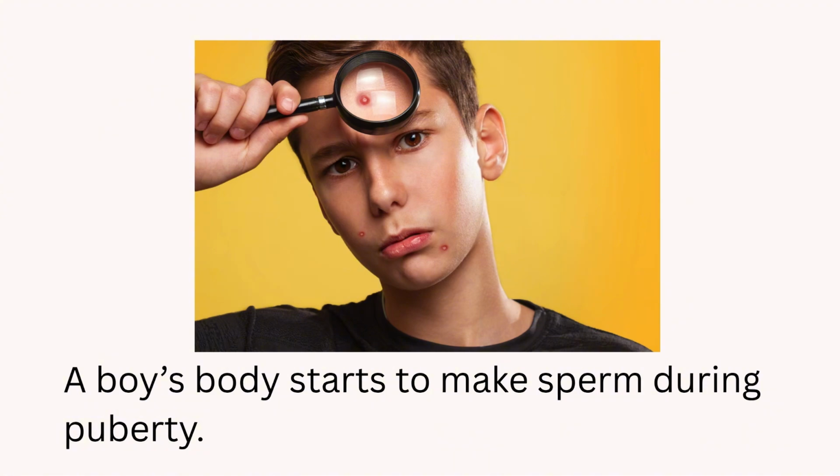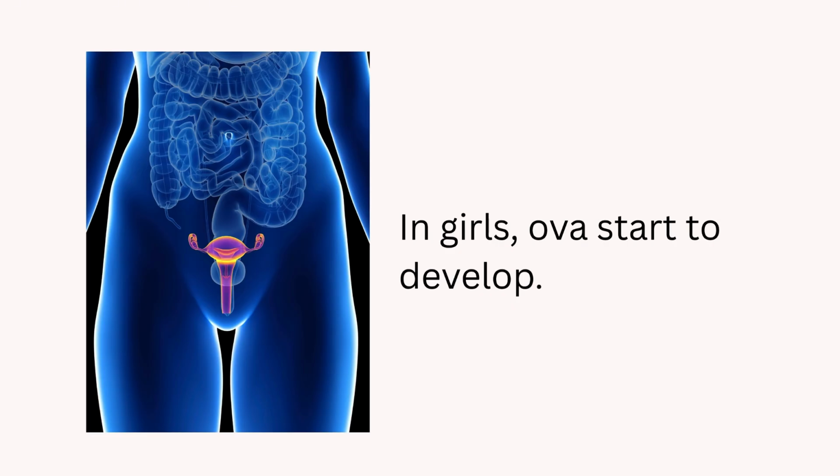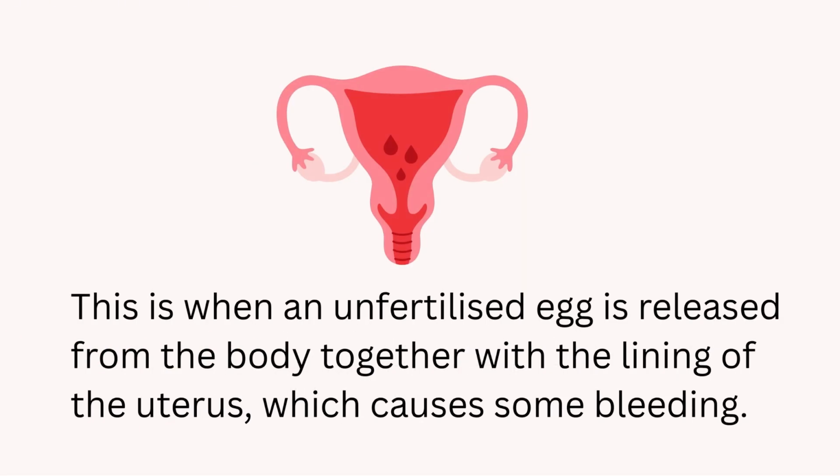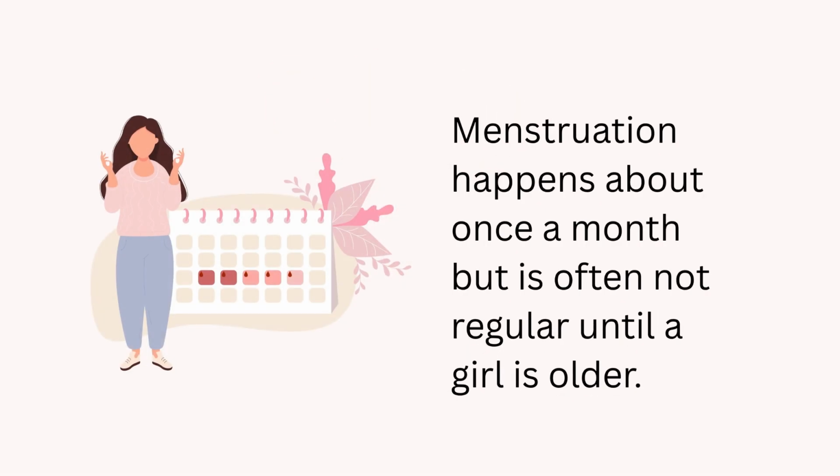A boy's body starts to make sperm during puberty. In girls, ovaries start to develop. Menstruation in girls starts about a year after puberty begins. This is when an unfertilized egg is released from the body together with the lining of the uterus, which causes some bleeding. Menstruation happens about once a month, but is often not regular until a girl is older.